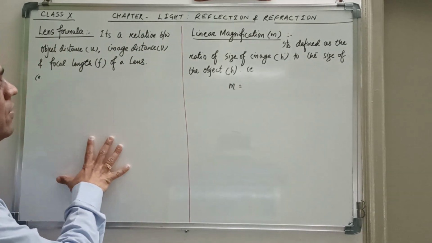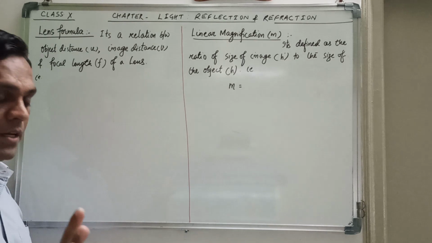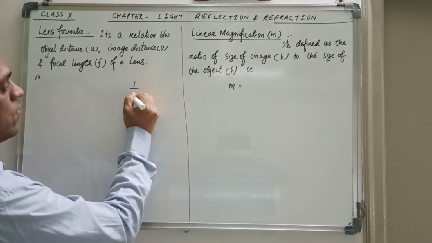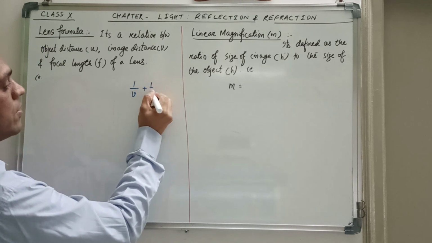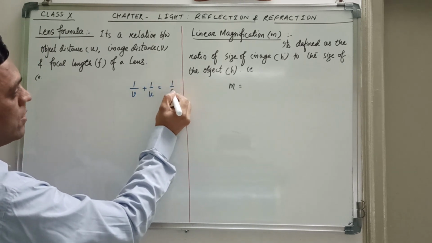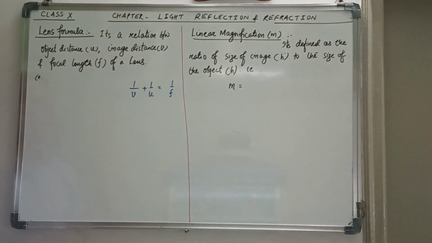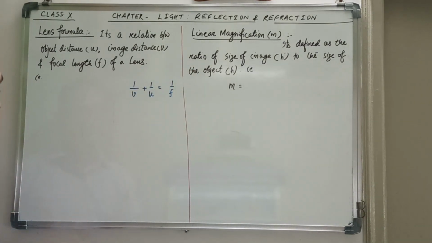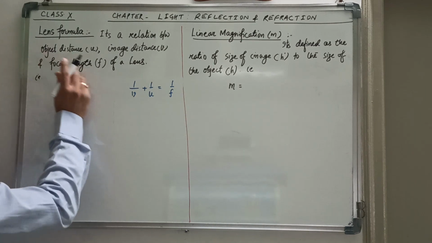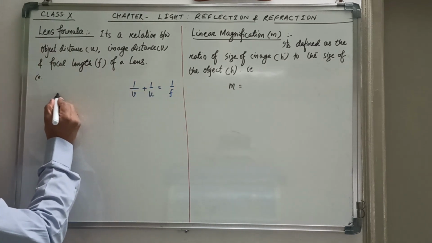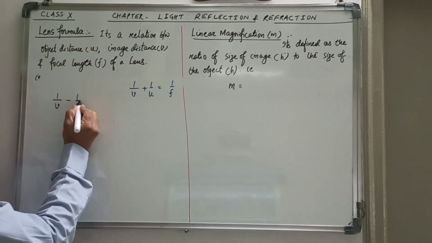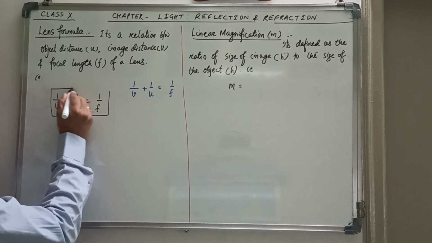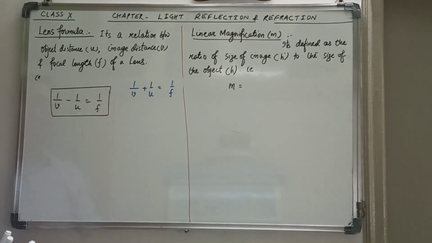The same formula we have written in case of spherical mirrors also, and if you remember, for spherical mirrors the formula is 1 upon v plus 1 upon u is equal to 1 upon f. The same relation we have for the lens formula, only with one change. In case of lens, the relation is written as 1 upon v minus 1 upon u is equal to 1 upon f. This becomes the lens formula.